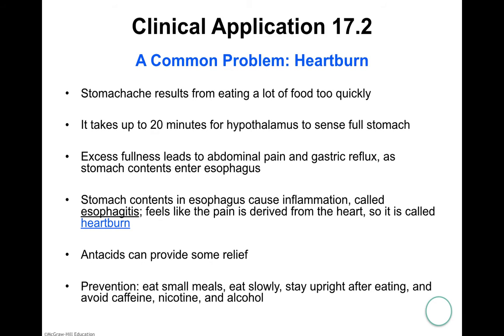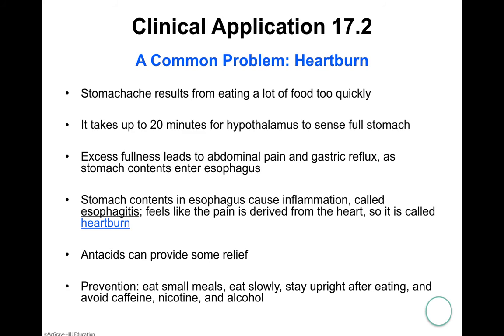So some common problems: heartburn and stomach ache result from eating a lot of food too quickly. It can take up to 20 minutes for your hypothalamus to realize that you are full, and many of us continue to eat for those 20 minutes at least. Excess fullness can lead to abdominal pain and gastric reflux, as the stomach contents make their way back into the esophagus. It's much more acidic than the esophagus is designed to handle. That leads to esophagitis, and it feels like the pain is coming from the region of the heart, so it's often called heartburn. Antacids do provide some relief.